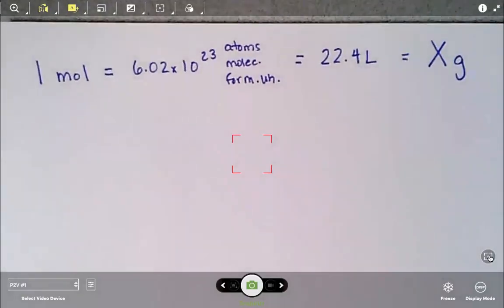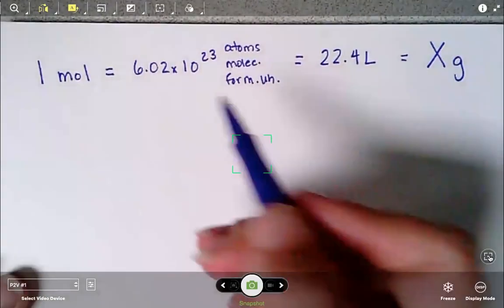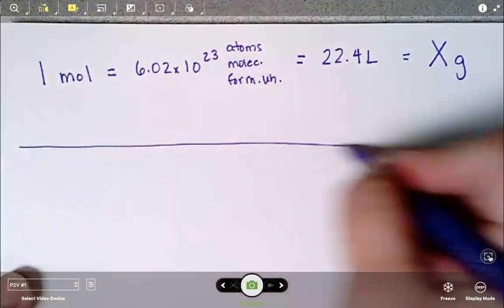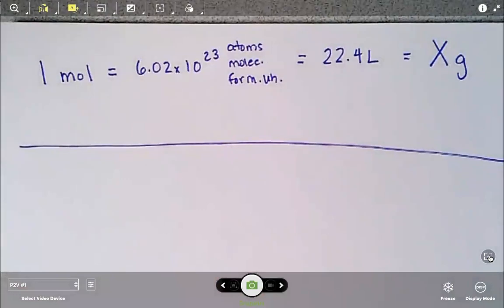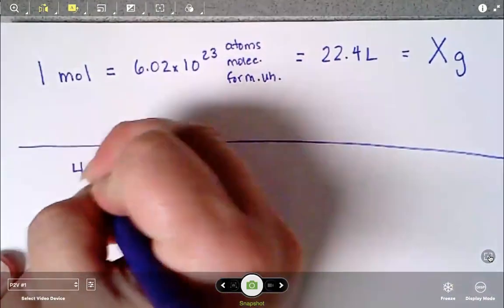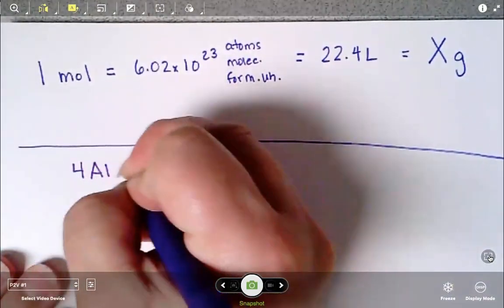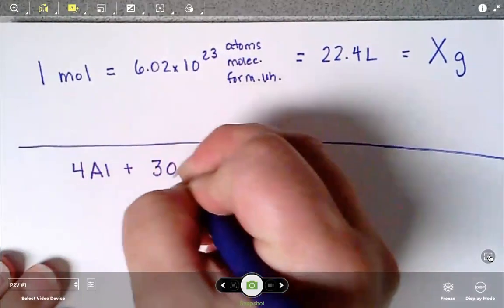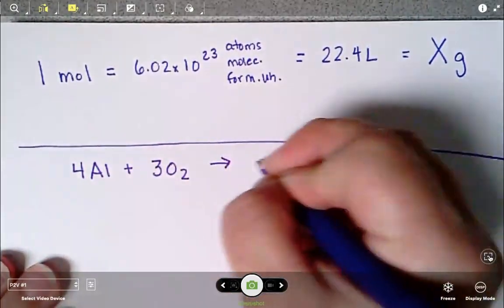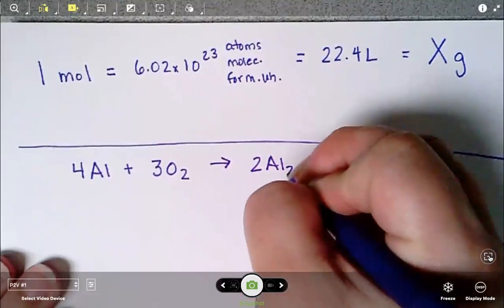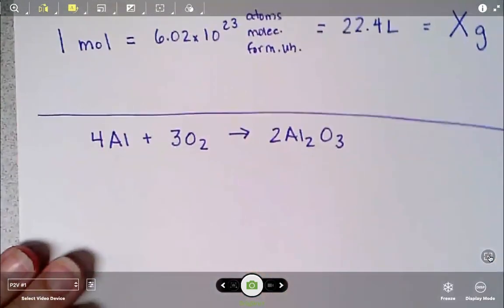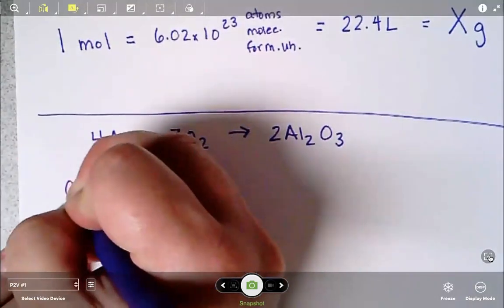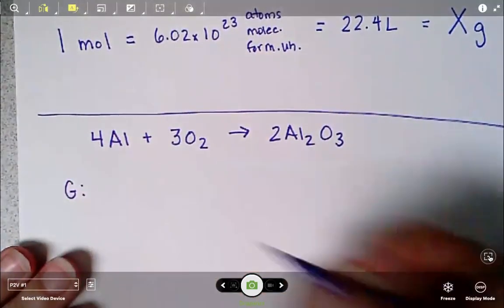Let's do some thinking here. Let's make a plan and see if we can solve. I'm going to go back to my trusty equation: 4Al plus 3O2 yields 2Al2O3.